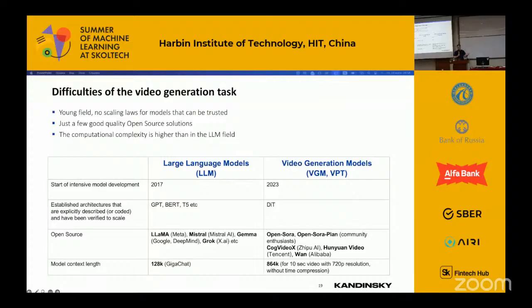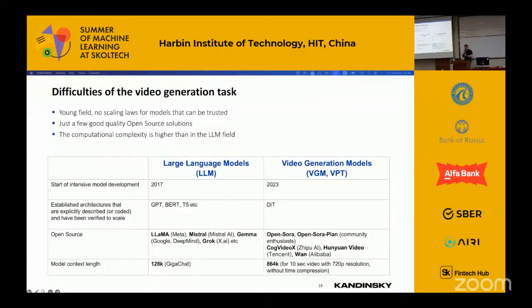Compared to LLMs, we had plenty of work on scaling, like Chinchilla in 2022. What does scaling mean? Scaling means that you have small models that are good for small tasks. The question is how you can train a big model to increase the quality. How much data do you need, how many tokens of data, how many resources, and so on. For LLMs, there is a lot of science around this topic.